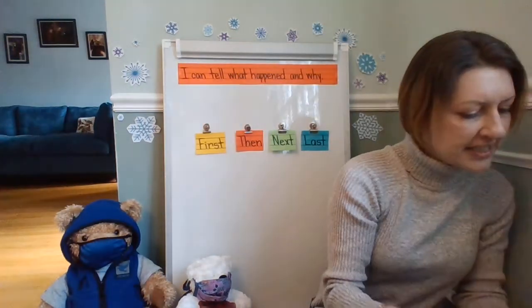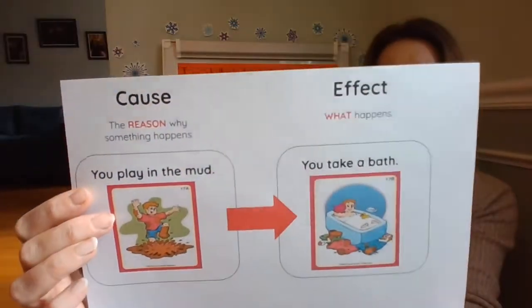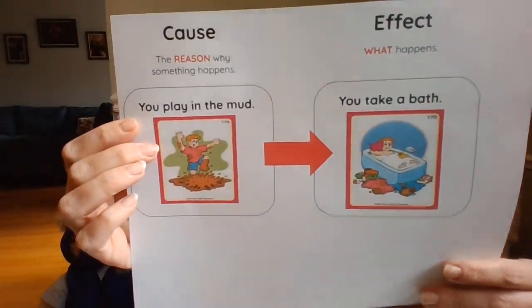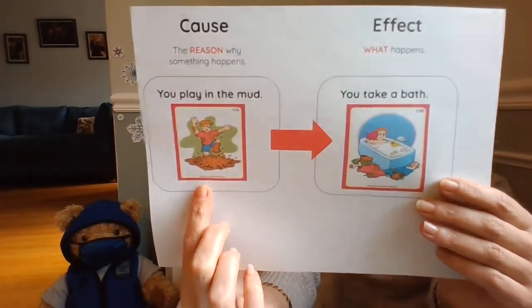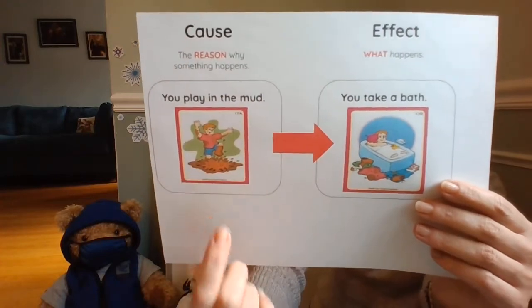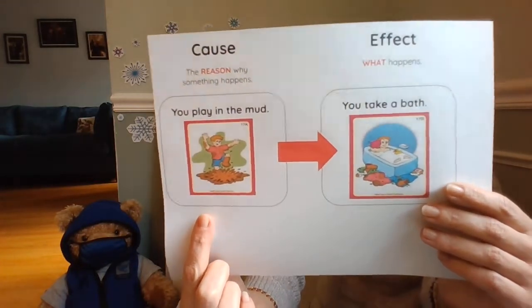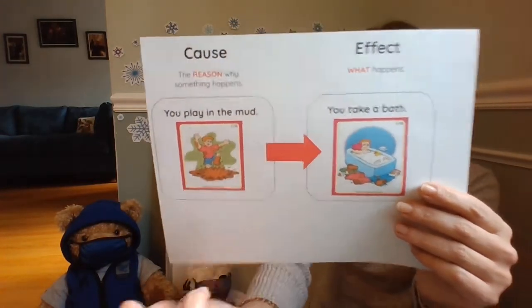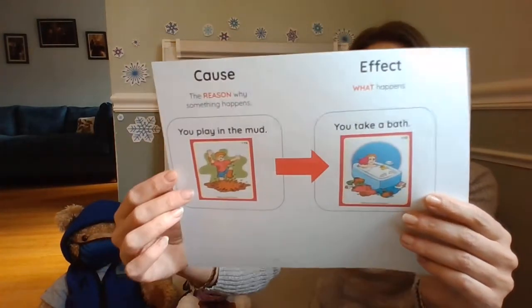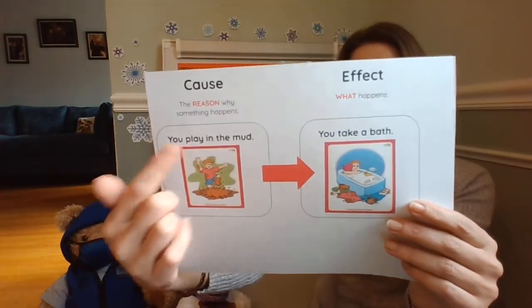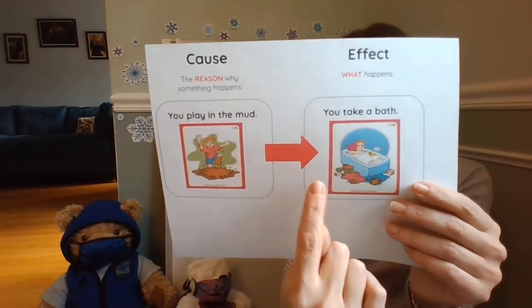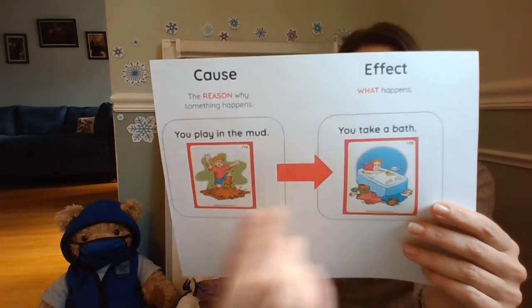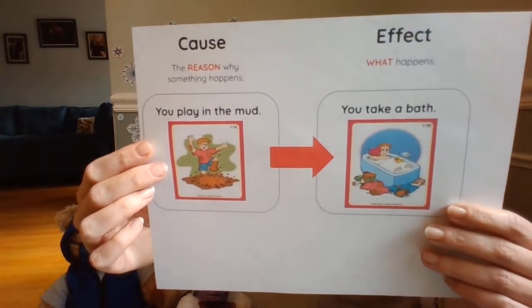So cause is the reason why something happens. For example, you may go outside and you play in the mud. If that is the cause, the effect is what happens. So if you were playing in the mud, and let's say you got all dirty, the effect is you take a bath.